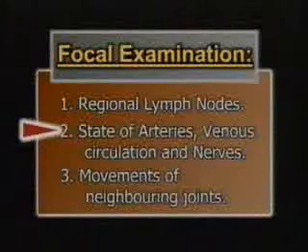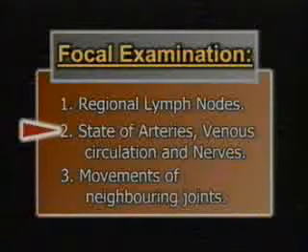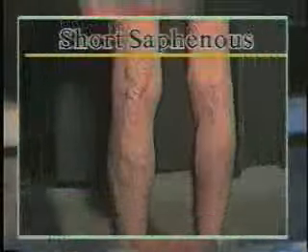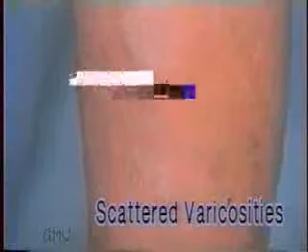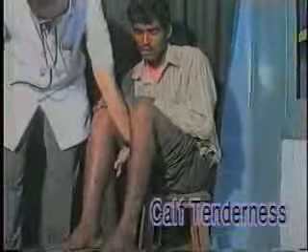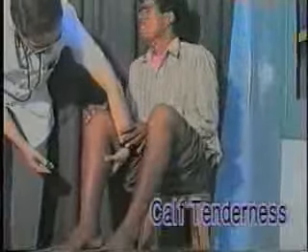Next, examine the related vessels and nerves. If the ulcer is situated in the lower half of the leg, ask the patient to stand and look for varicose veins. Examine the long and short saphenous veins and also look for scattered and irregular varicosities which are more commonly associated with varicose ulcer. If varicose ulcer is suspected, also test for deep vein thrombosis by testing calf tenderness, Homan's sign and Moses sign.